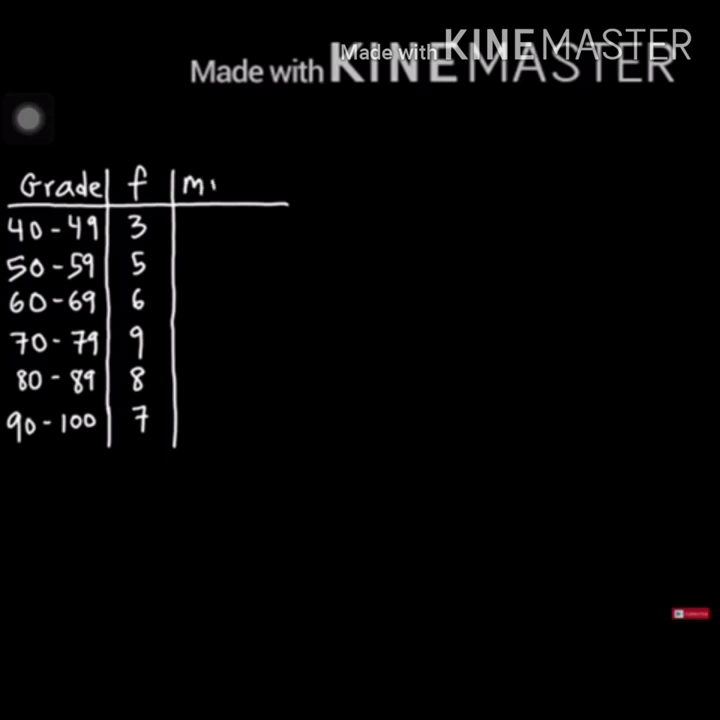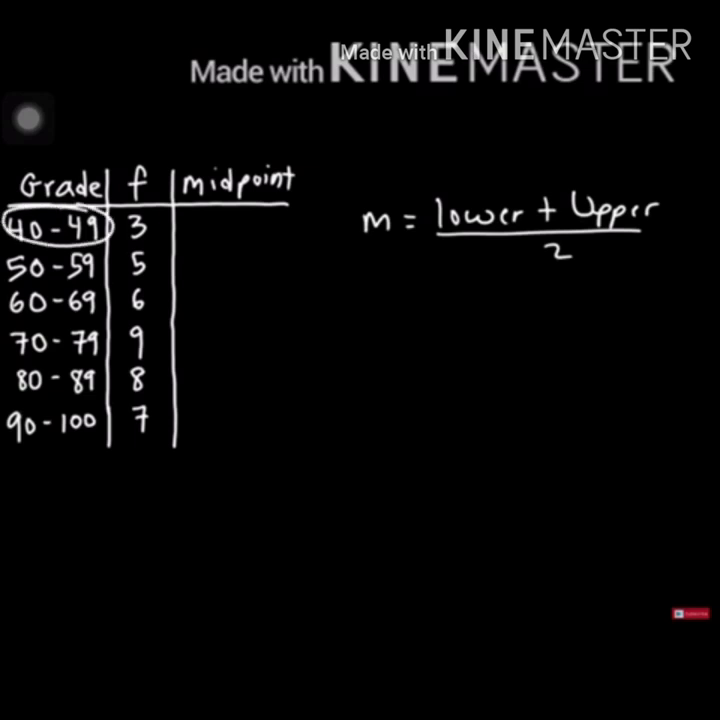So let's take this one step at a time. Let's calculate the midpoint values. First, the midpoint is going to be the sum of the lower boundary of the interval plus the upper boundary of the interval divided by 2. So in the grade interval 40 to 49, the lower boundary will be 40 and the upper boundary will be 49. 40 plus 49 is 89, divided by 2, which is 44.5. So that's the midpoint for this interval.